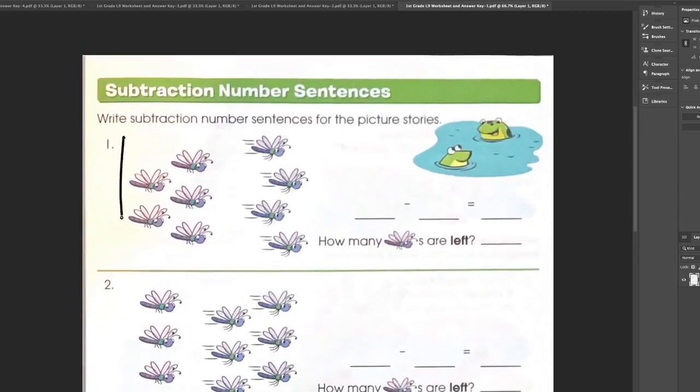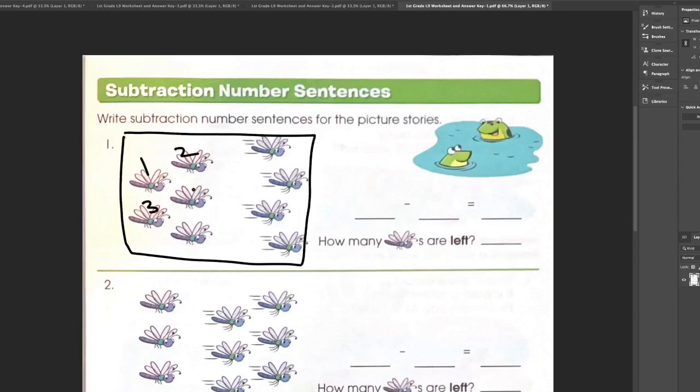First off, we count the total number of objects, in this case, dragonflies. So how many dragonflies are there? There are 1, 2, 3, 4, 5, 6, 7, 8, 9 dragonflies. So 9 will be the number on the left here, and the number that represents the amount of dragonflies that are leaving is going to be put on the right, to the right of the subtraction sign.